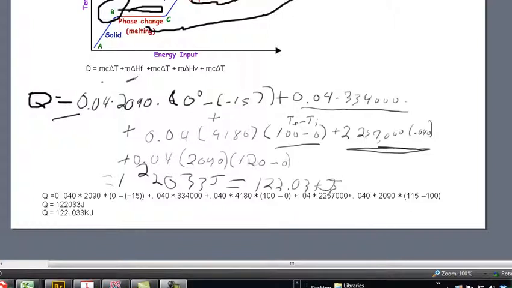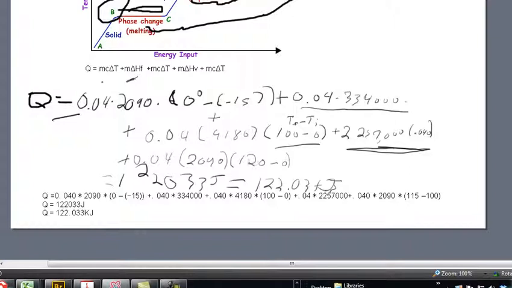Okay guys, there's the nice pretty solution. You should see, remember, you have to take the phase changes into account. Let me start over, that made no sense.